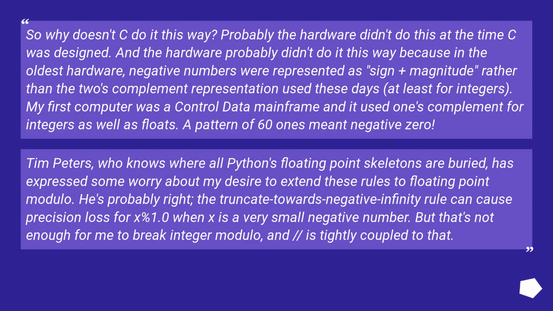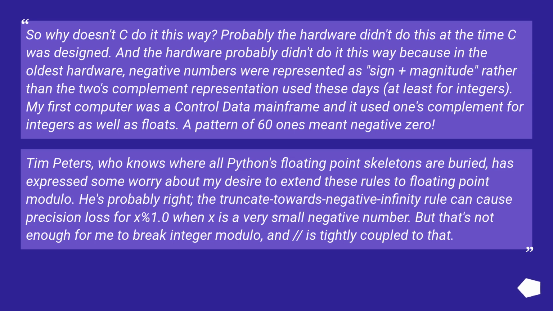So why doesn't C do it this way? Probably the hardware didn't do this at the time C was designed. And the hardware probably didn't do it this way because in the oldest hardware, negative numbers were represented as sign plus magnitude rather than the 2's complement representation used these days, at least for integers. My first computer was a Control Data mainframe and it used 1's complement for integers as well as floats. A pattern of all 1's meant negative zero.